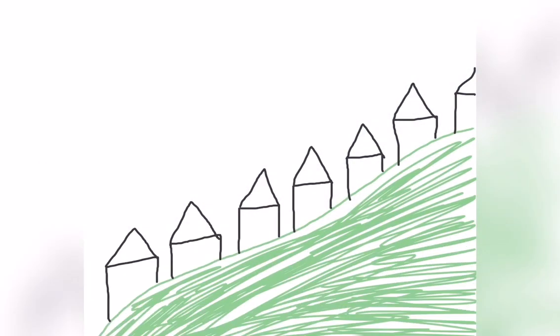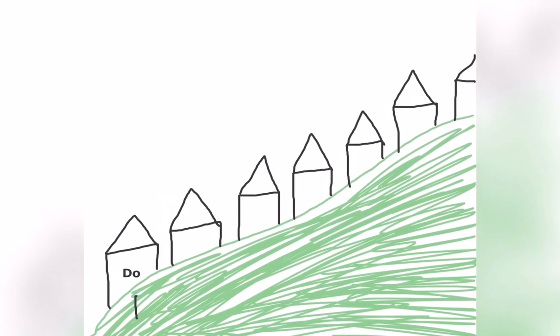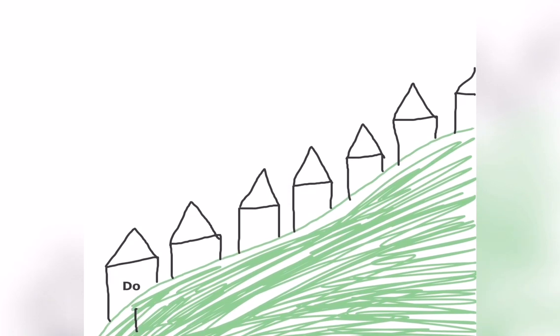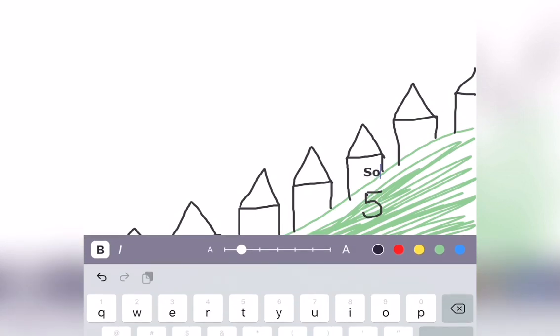Okay, so let's get practicing and finding our Solfa Street houses. Let's start with Doe. What house number is Doe? Doe is house number 1. So we write a 1, and we're going to put Doe right inside. All right, how about So? What house number is So? So is house number 5. So we're going to label it with a 5 and put So right inside the house.